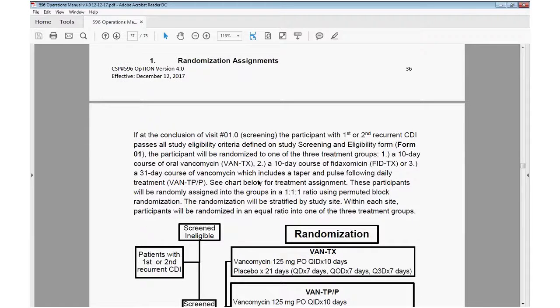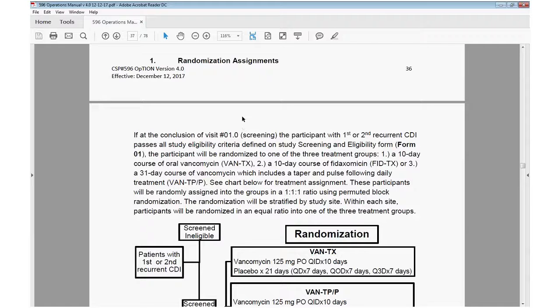Randomization and randomization assignments. If at the conclusion of visit 1, baseline screening, the participant with first or second recurrence of CDI passes all study eligibility criteria as defined on the screening eligibility form, the participant will be randomized into one of 3 treatment groups: a 10-day course of oral vancomycin, a 10-day course of fidaxomicin, or a 31-day course of vancomycin, which includes a taper and pulse following daily treatments.